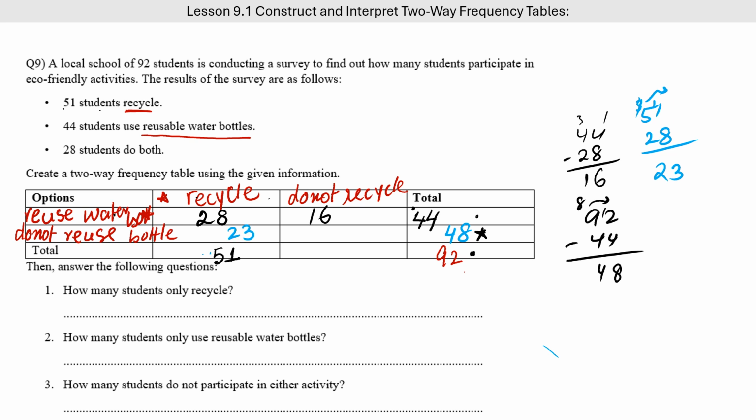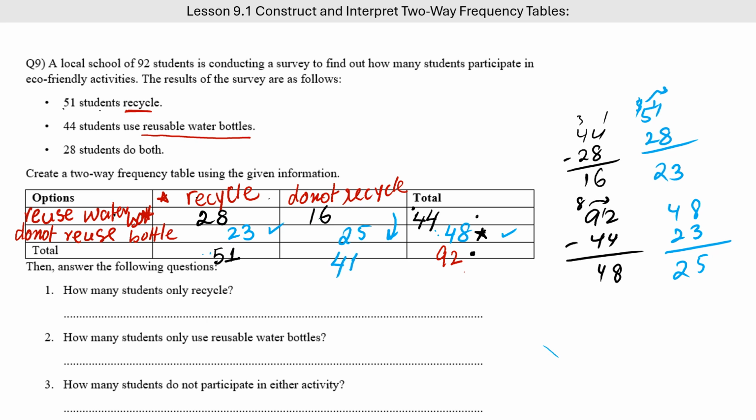Okay. Again, the total is given. I have to go back. So 48 minus 23. So 8 minus 3 is 5. So it will give me 25. Now to find the total, I add, yani 16 plus 25. So it will be 41.